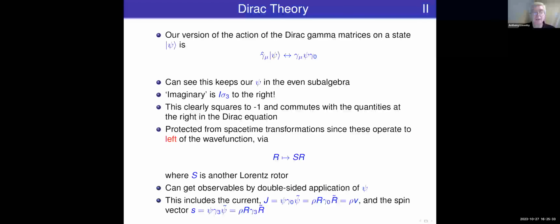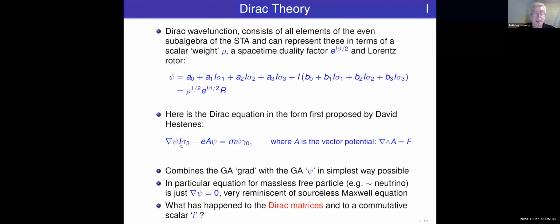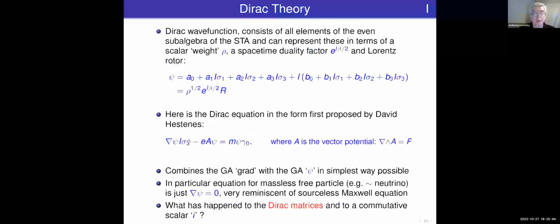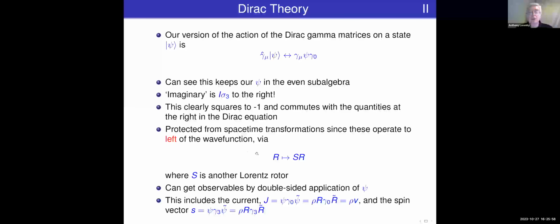What about the imaginary? If we go back here, it's actually this I sigma 3 on the right. And this clearly squares to -1. And the crucial thing also, if I just go back to the equation again, is there's nothing on the right of this wave function psi. There's a gamma naught on the right of this, but an I sigma 3 can pass through it because it commutes with gamma naught. And so it commutes with the quantities at the right in the Dirac equation, which means that it can be protected from space-time transformations and also functions as an imaginary, since these operate to the left of the wave function.